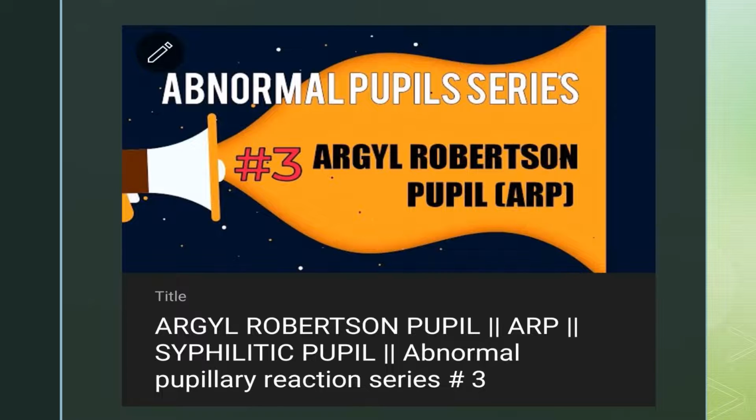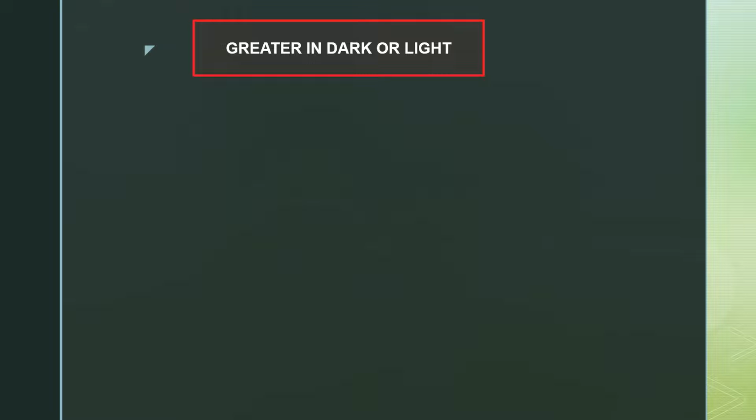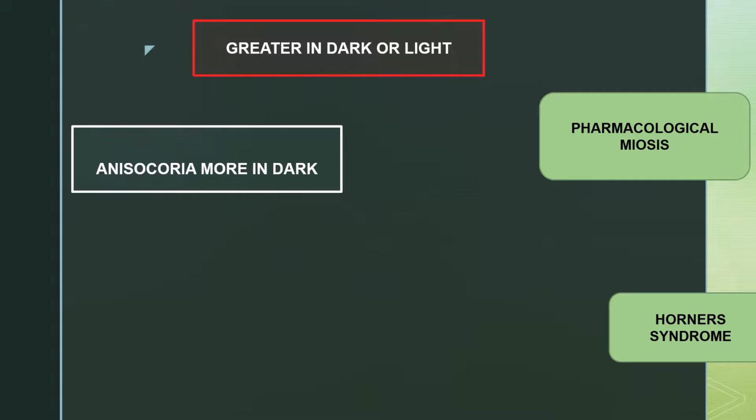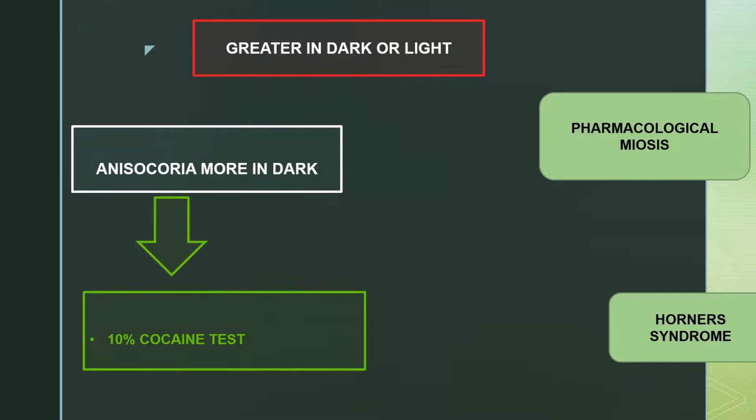Now let us try to understand the ocular examination and various other tests that we carry out further to understand anisocoria. The first examination was whether anisocoria is greater in the dark or greater in the light. Now we know that whenever the anisocoria is more in the dark, the problem is with the constricted pupil, okay, because it is failing to dilate. So here there are two conditions. One is pharmacological meiosis, that means usage of pilocarpine, or it could be because of Horner's syndrome. Now how do you differentiate between these two? You have to differentiate between these two using the 10% cocaine test.